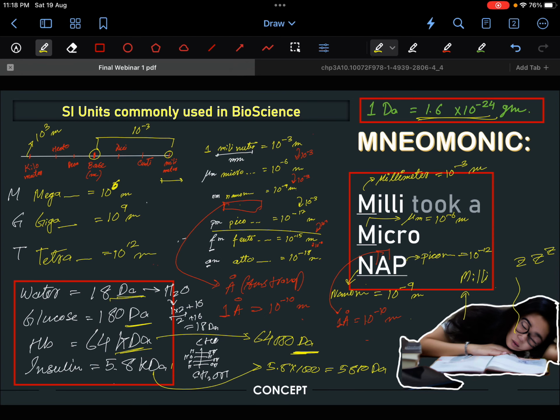So what is the relationship between dalton and gram? It is 1.6 into 10 to the power minus 24 gram. So 1 molecule of glucose is 180 into 1.6 into 10 to the power minus 24 gram. That is the molecular weight of 1 molecule of glucose in gram. Okay, this makes sense, I think. So let's go to the next page.